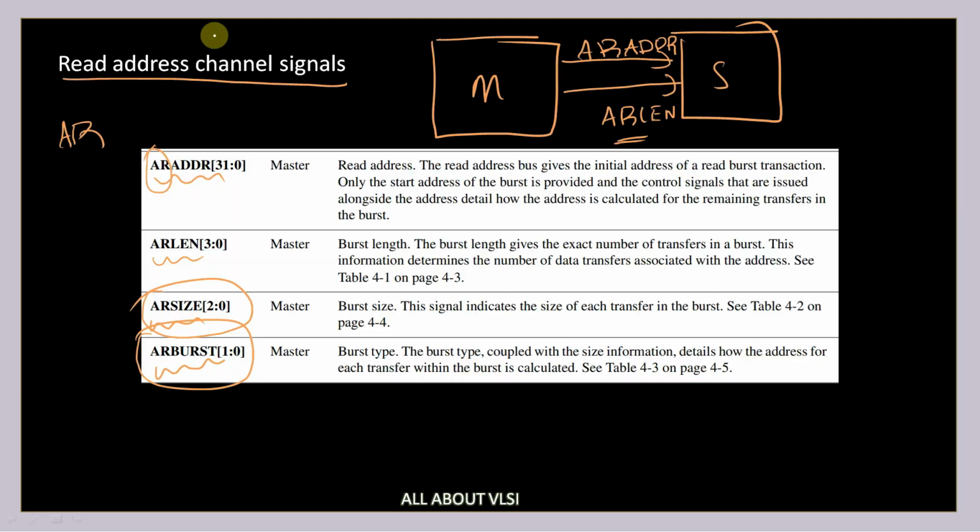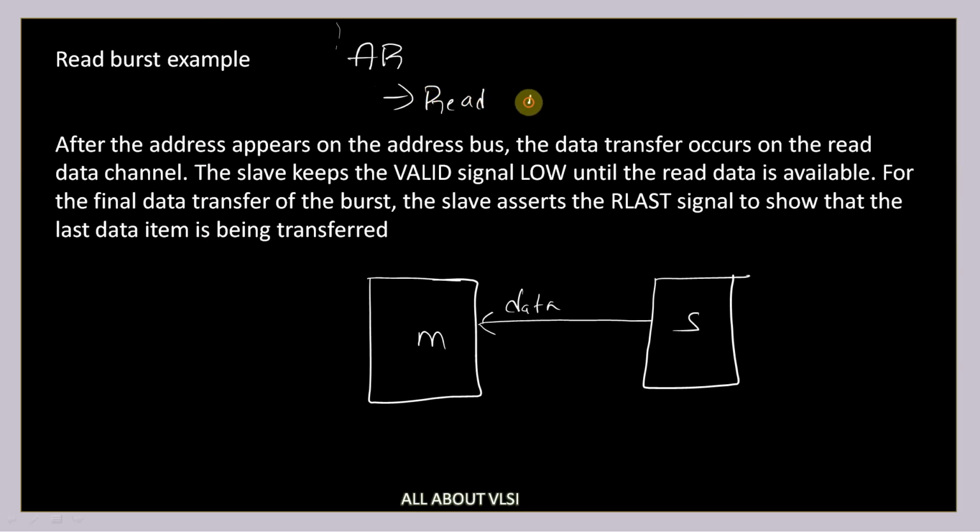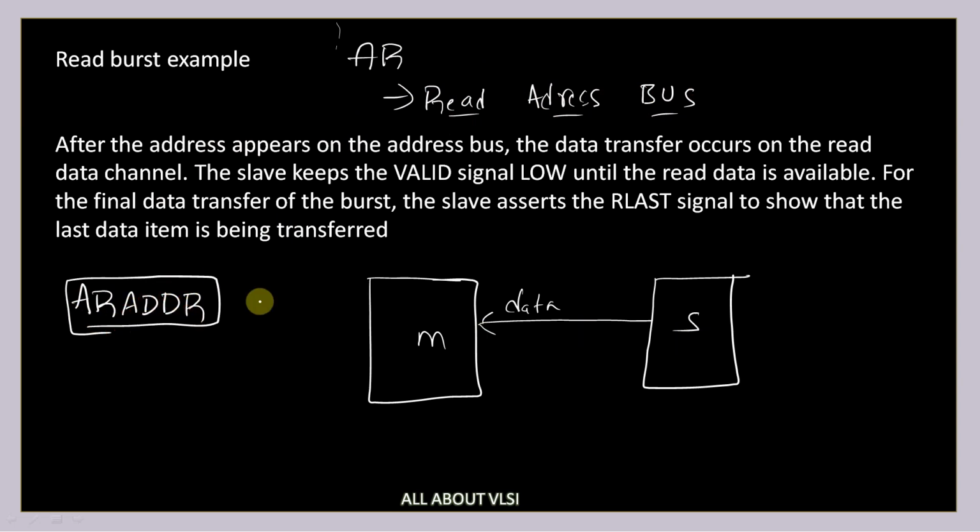Let me show you that particular channel. That is nothing but the read address channel. It is going to use this read address channel, and it is going to send the address using AR address. So the master is going to use a bus known as the read address bus, and send the address to the slave, telling it from which address it wants to read the data.